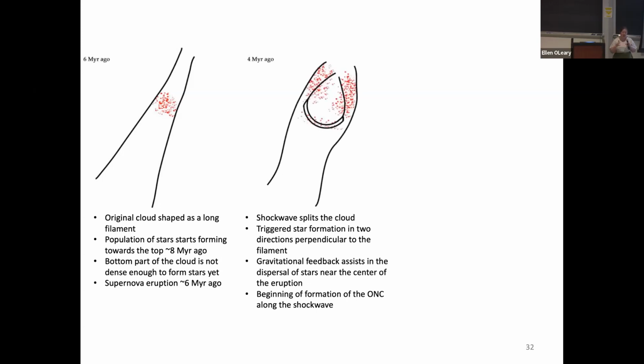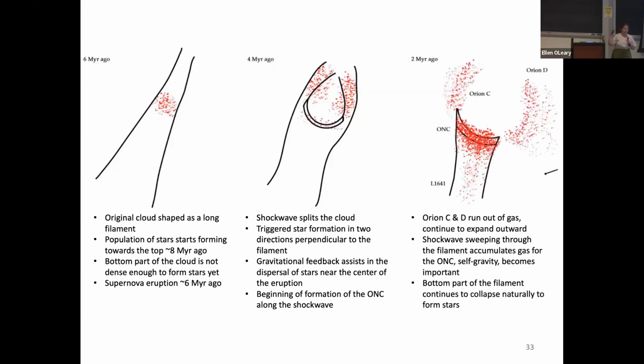The gas quickly got swept away, triggering the formation of the next generation of stars, quickly consuming the gas, forming Orion C and D. But the part of the shockwave that traveled into the filament continued seeping along more and more gas, eventually accumulating enough material to enable the formation of a cluster as massive as this. And indeed, we can actually see the signature of it within the Orion Nebula itself.